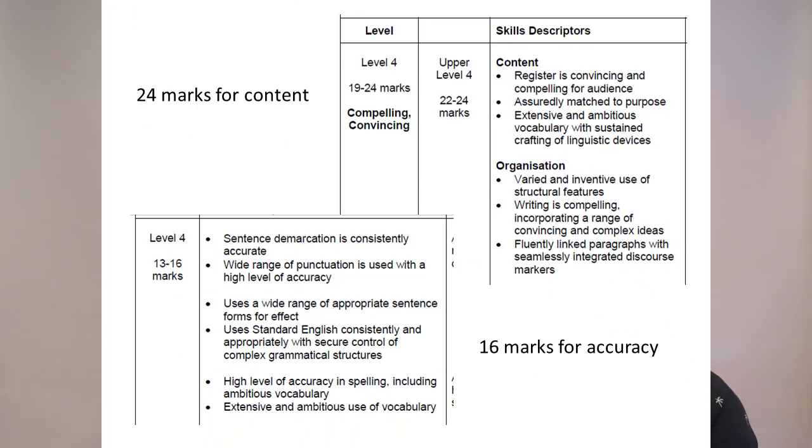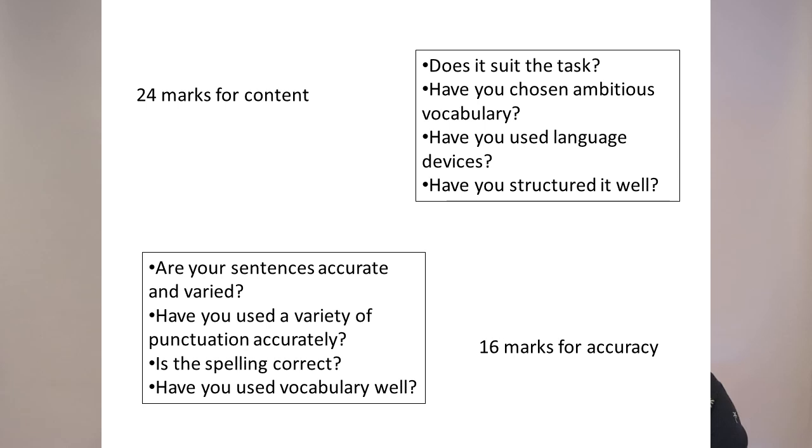So if we have a look at the mark scheme again, this is what it looks like in the actual mark scheme. Here's my simplified version of it, not in kind of education management speak that you get in mark schemes. We're looking for 40 marks, 24 marks that are based on the actual content of the writing, 16 marks based on the accuracy, and you want to ask yourself these questions about your piece of writing.